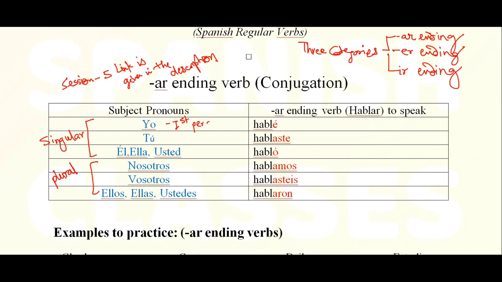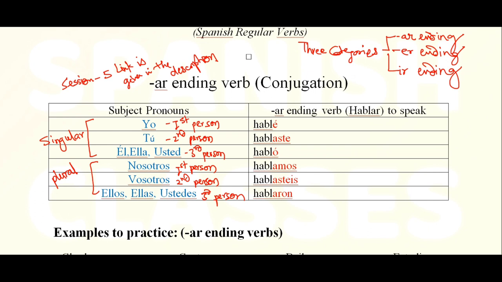Yo means first person. Tú means second person. And él, ella, usted comes under third person. All are singular subject pronouns. Plural, nosotros means first person plural. Vosotros, second person plural. And ellos, ellas, ustedes, third person plural. These are subject pronouns.